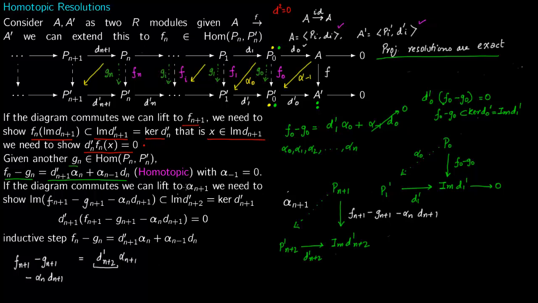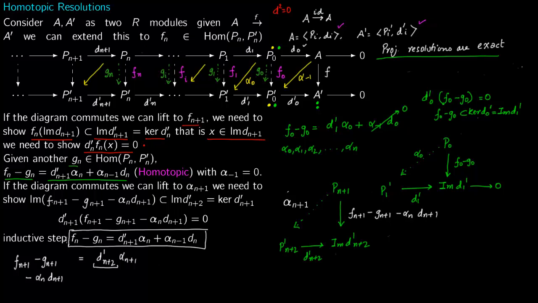Since you have an exact sequence of projective resolution, this image is equal to the kernel. So you have to apply d prime of n plus 1 to this element, and it should give you 0. So you apply d prime of n plus 1 to this, it should give you 0. And our inductive step is f n minus g n is equal to d prime n plus 1 alpha n plus alpha n minus 1 d n.